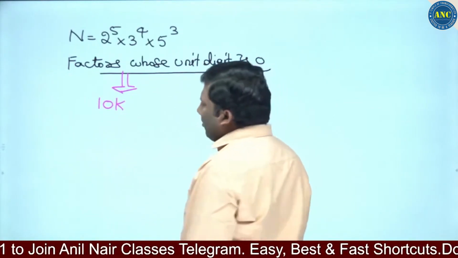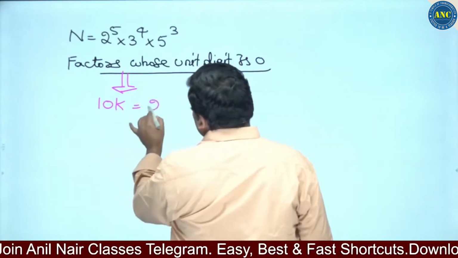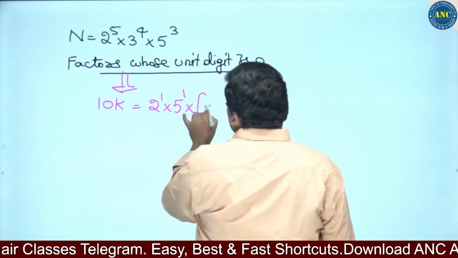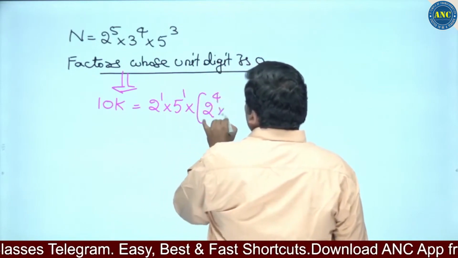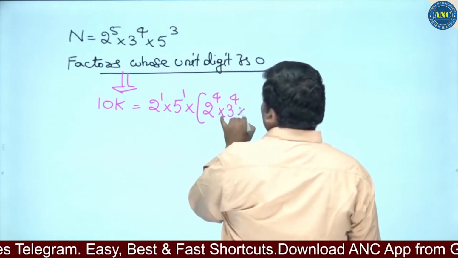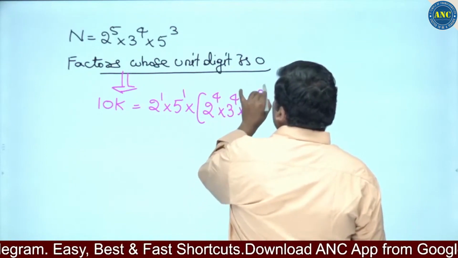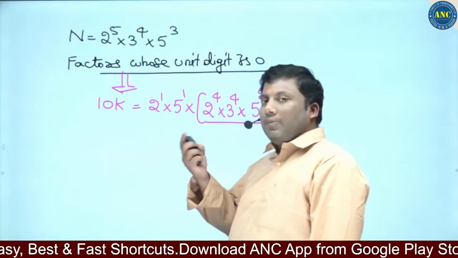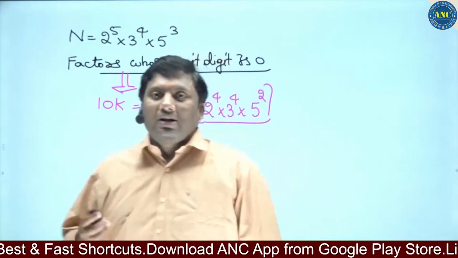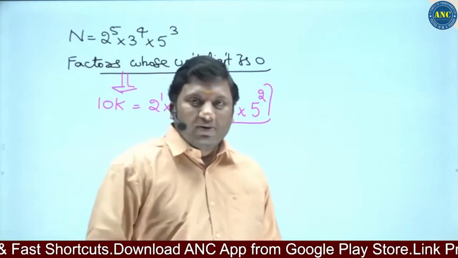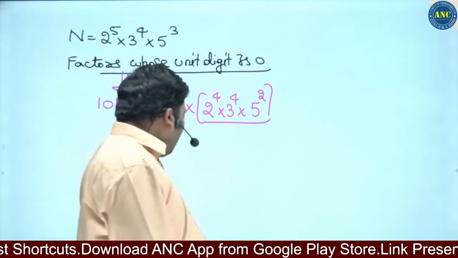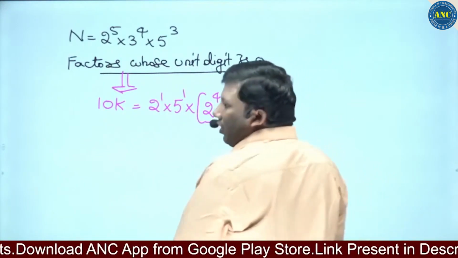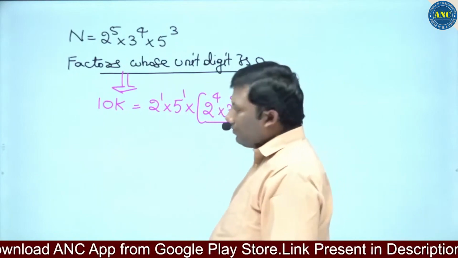Are you all with me? Which is a multiple of 10. 10 can be written as 2 into 5. Remaining, it is 2 power 4. Remaining, it is 3 power 4. Remaining, it will be 5 power 2. These are the numbers which get multiplied by 10. Any number when you multiply by 10, the unit digit will be 0. Are you all with me?